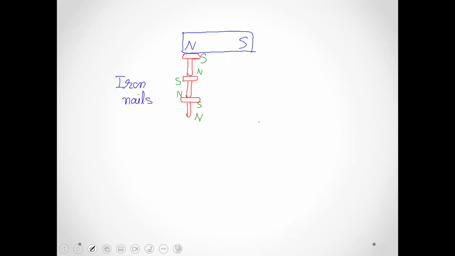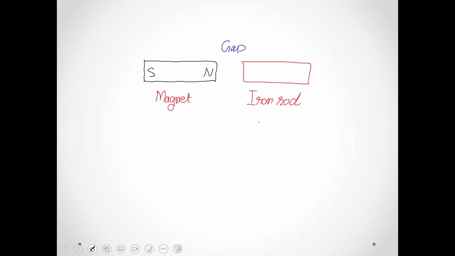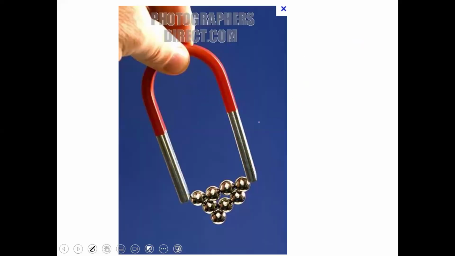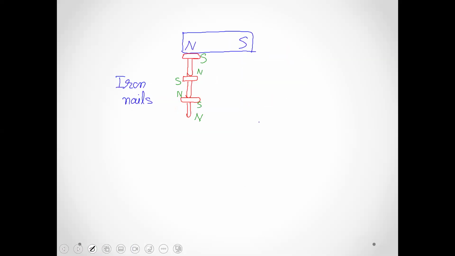Magnetic induction is basically a type of penetration of magnetic field. They won't become magnets, but they attract each other like magnets. So when you put a magnet near an iron rod, it acquires magnetism. This is called induction of magnetism. The paper clips, iron nails, look at these iron balls, they are attracted. So after giving the heading, you have to copy this.